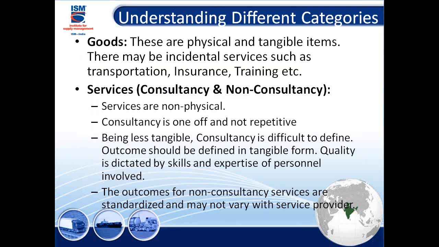Now let me again emphasize clarity around goods. I think we have already talked about this. When you buy goods, which are tangible, they come with transportation, which is a component of service, and insurance, because you want to insure them against theft, losses or fire, and then training. You got a highly costly machine, and somebody has to be trained on that. That is a component of service attached with the goods.